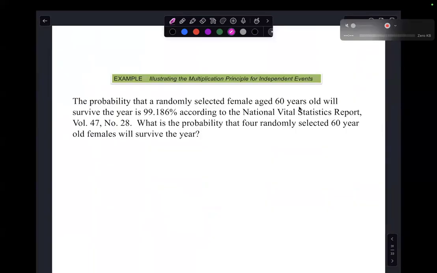Okay. So I want you to try this one. Go ahead and try this one. So this is four of these randomly selected 60-year-old females. It's the same thing we did before, but with four of them.